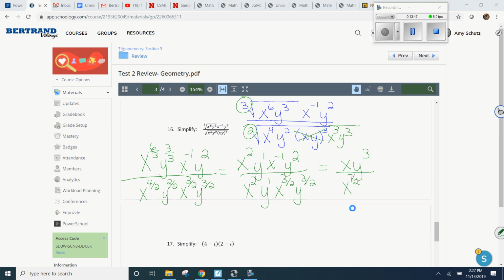Seven halves, 2 and 3 halves. So 2 and 3 halves is an improper fraction, is 4 plus 3, 7 halves. Y to what power? 5 halves. Now that you have the numerator simplified, the denominator simplified, what do you do? I would move it up, which changes the sign of the exponent.